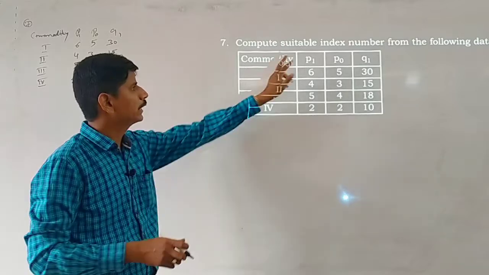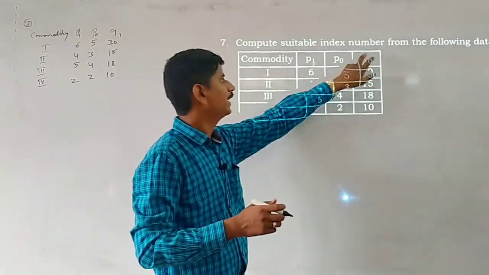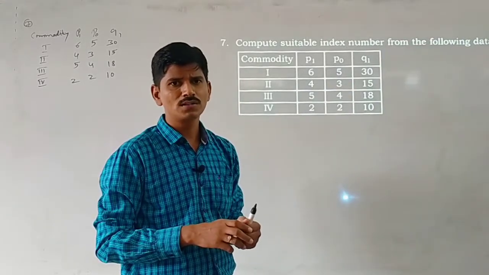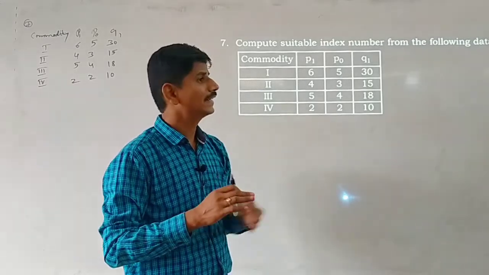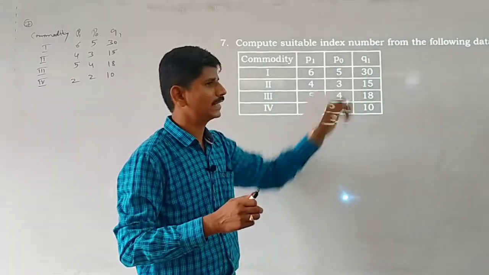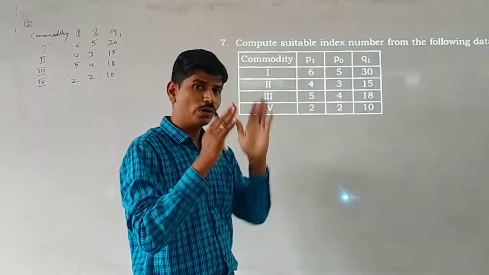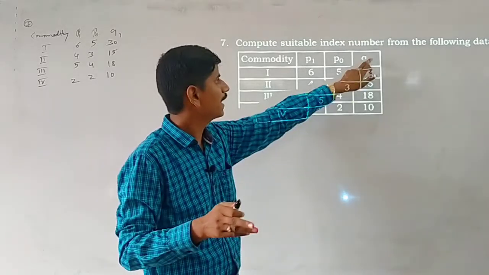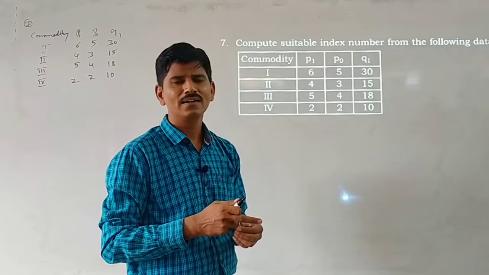Okay, here they are given P1, P0 and Q1 values. Q1 means it is a purchase price index number, because the purchase price index number deals with the current year quantities. Here they are not given Q0 values. They are given only Q1 value, so you have to find the purchase price index number. Suppose they are given Q0 value, then you have to use Laspeyres price index number.